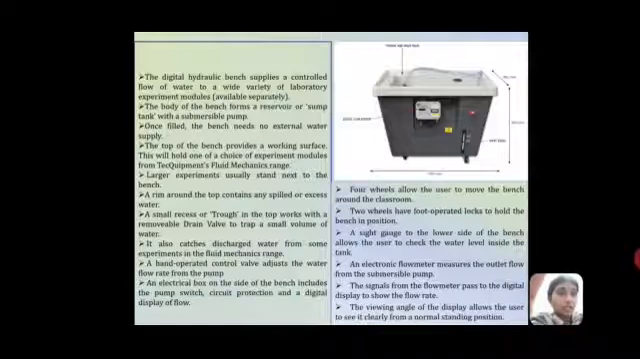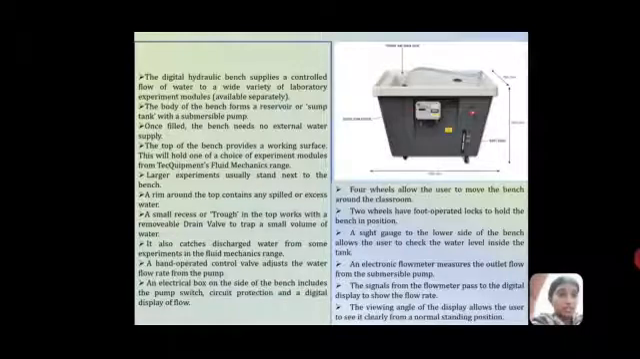Here the two wheels have foot-operated locks to hold the bench in position. When we are measuring the flow, the measurement should be accurate, right? So for the measurement, the table should be in a position so that it does not affect the accuracy. So the two wheels have foot operated locks to hold the bench in position, so stability will be there.